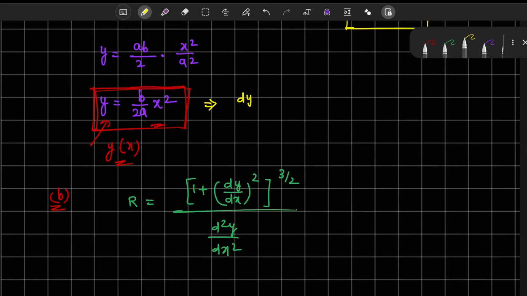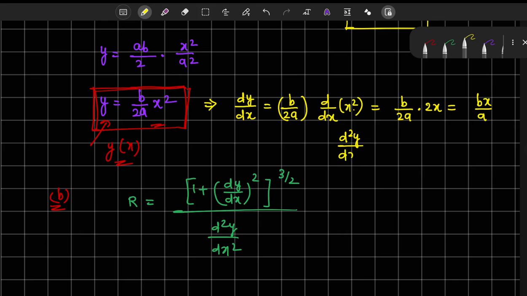So we can write dy by dx is equal to b upon 2a is constant and d by dx of x square. So we can write b by 2a, and the differentiation of x square is 2x, so we can write bx upon a. And again, if we differentiate twice, then we can write d square y by dx square is equal to d by dx of dy by dx, that is equal to d by dx of bx upon a. So we can write the differentiation of x is 1 and the b by a is constant, so we can write b by a.